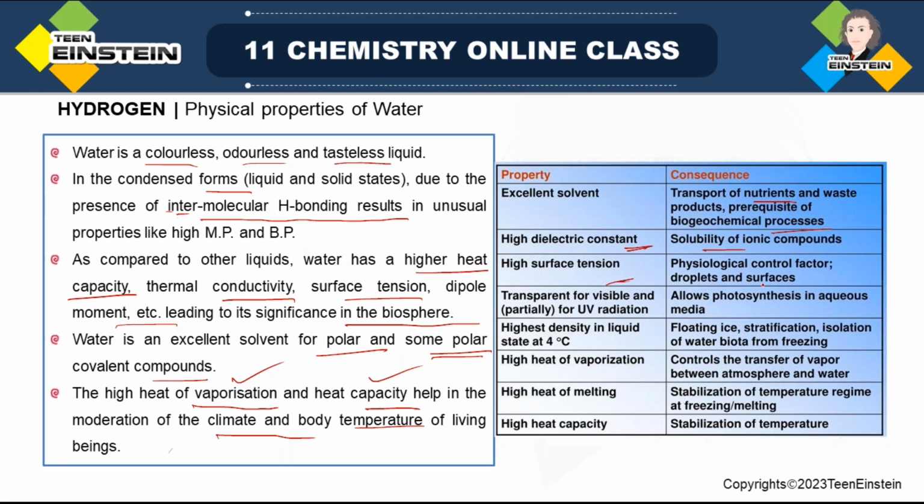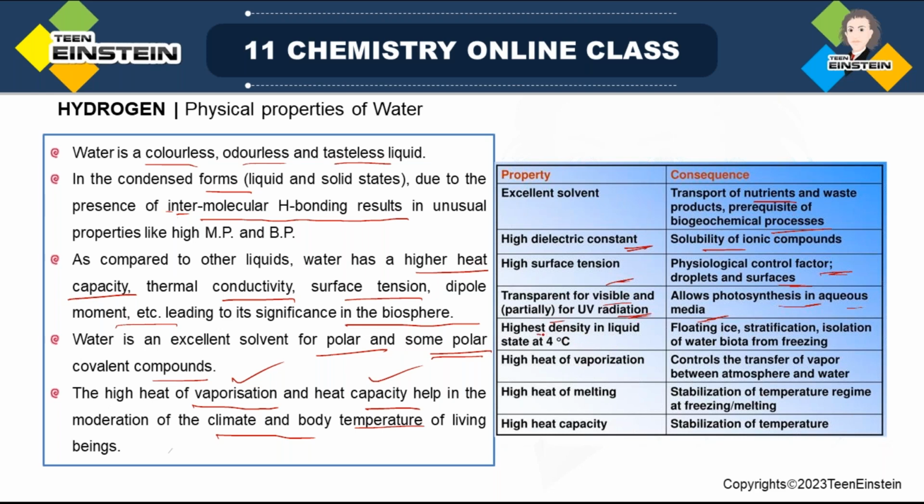Surface tension is high. The result is a physiological control factor; droplets and droplet formation will be easier because of high surface tension. Water is transparent for visible and partially for UV radiation. So that is why it allows photosynthesis even in aqueous media for plants.